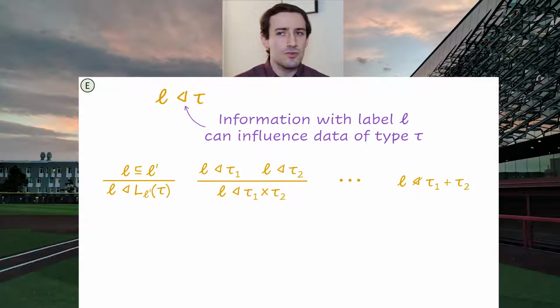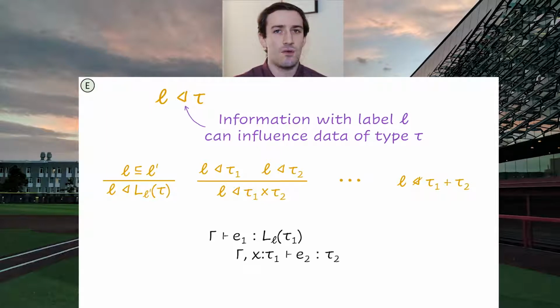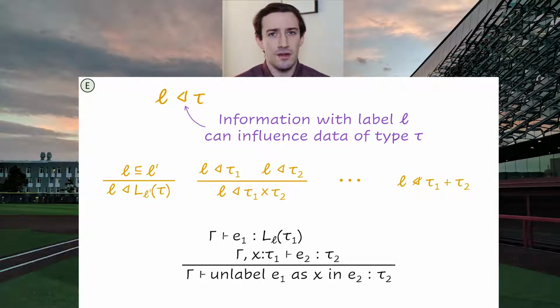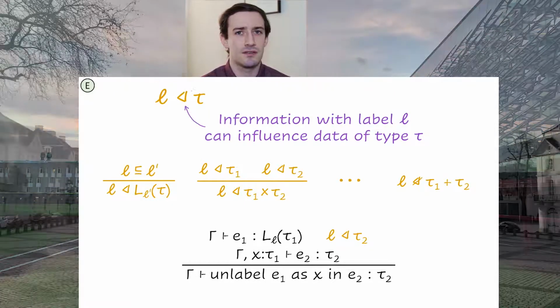The relation also allows us to add an elimination rule for the labeled type constructor we added earlier. The rule says that if E1 has some labeled type, L sub L of tau 1, and E2 uses a tau 1 to produce a tau 2, then we can take the output of E1 and rip off the label and use it in E2. We just need to make sure that data labeled L can influence data of type tau 2. That way we're sure that we're using labeled data in accordance with its security policy.